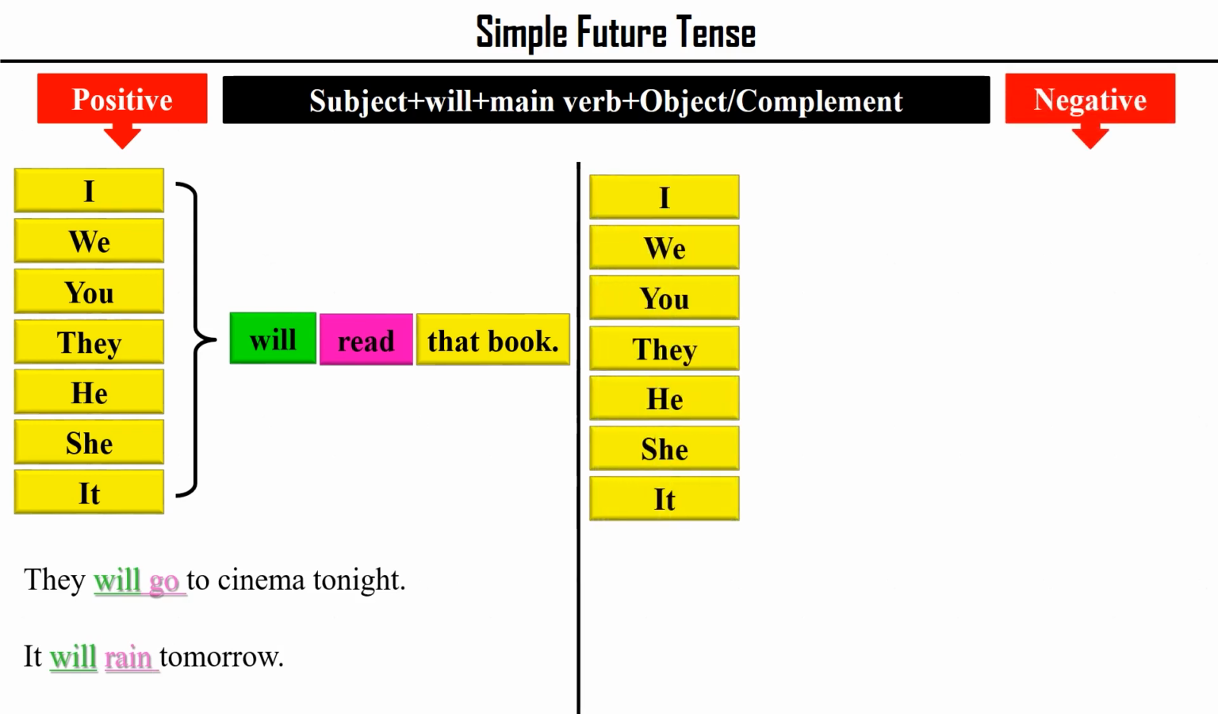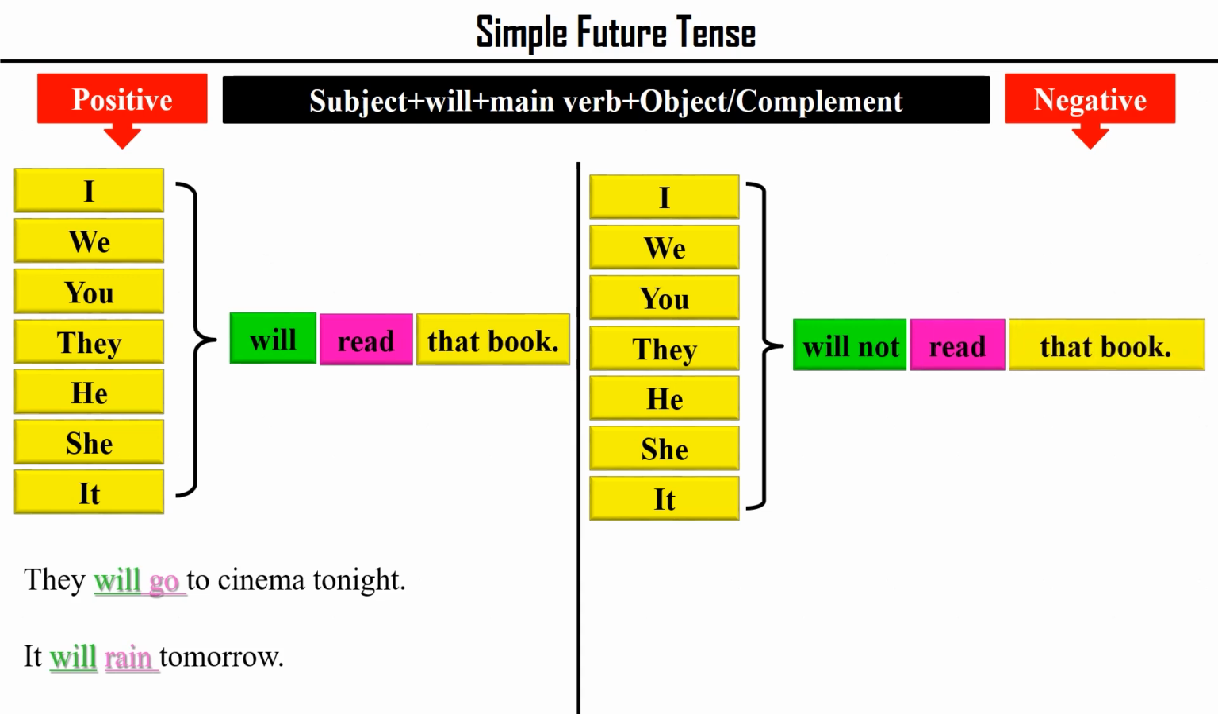Negative: subject plus will plus the negative adverb not. We use not after the helping verb. Not follows the helping verb. We use this negative adverb not to make the meaning of the sentence negative. Plus main verb plus object.